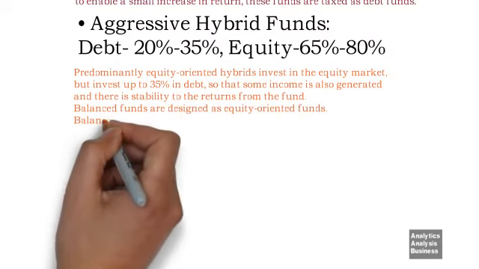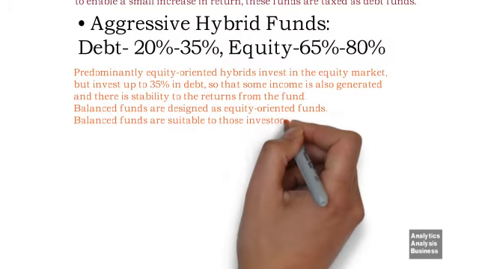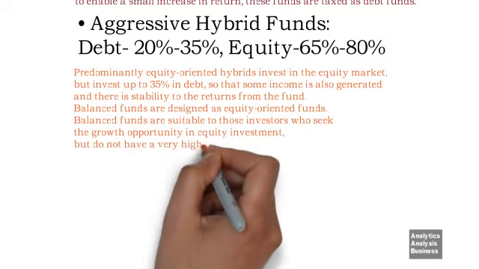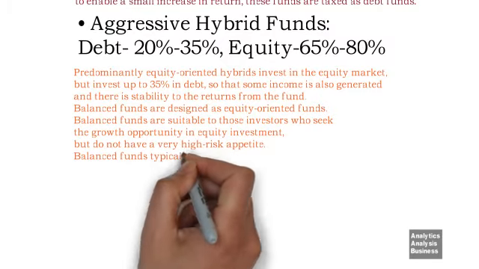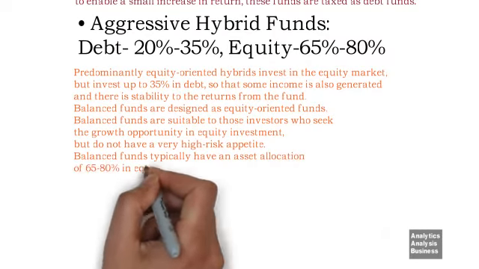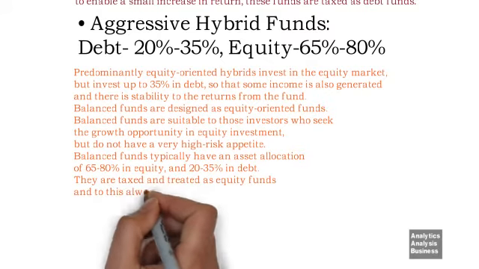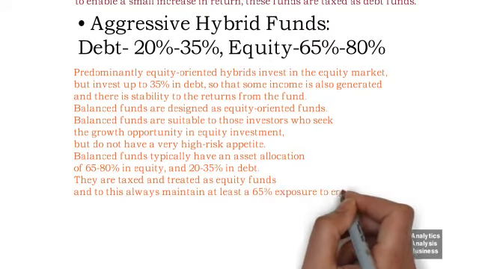Balanced funds are suitable to those investors who seek the growth opportunity in equity investment, but do not have a very high-risk appetite. Balanced funds typically have an asset allocation of 65 to 80% in equity, and 20 to 35% in debt. They are taxed and treated as equity funds and so always maintain at least a 65% exposure to equity markets.